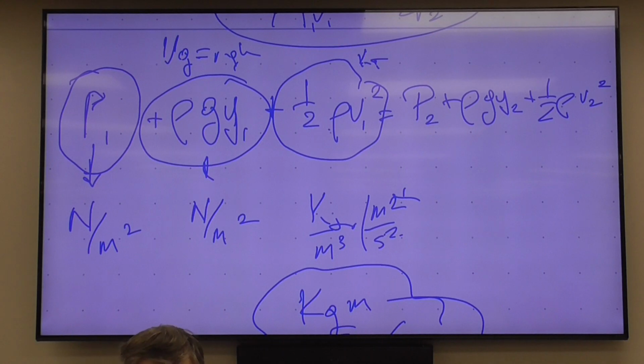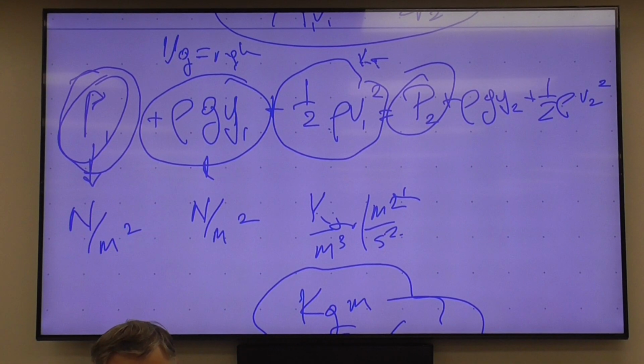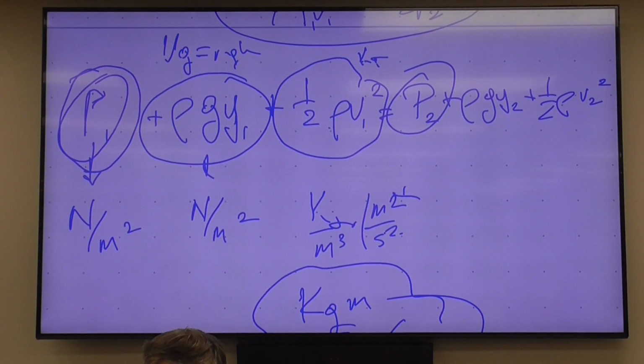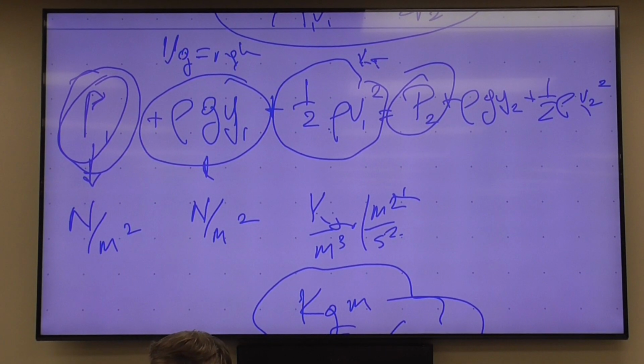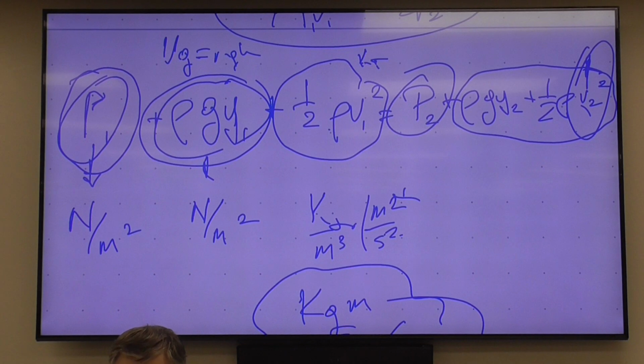So here's the idea. Let's say that your pressure is the same on both sides. Let's just say that's the same. So here's what I want you to see: if everything has to be equal, if one has a higher velocity, then that has to compensate by the other part being lower. So here's what we're going to do.